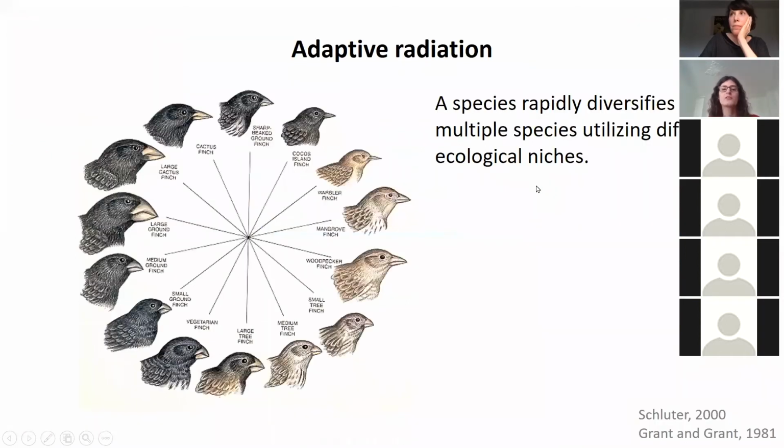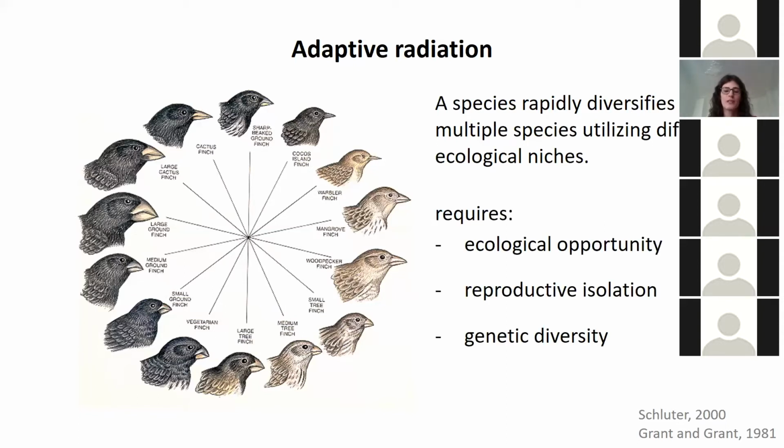My main focus of research is adaptive radiation, which is when a species rapidly diversifies into multiple species utilizing different ecological niches. One of the most famous examples of adaptive radiation are the finches on the Galapagos Islands, which have evolved into many different species utilizing different food resources like different seed sizes.